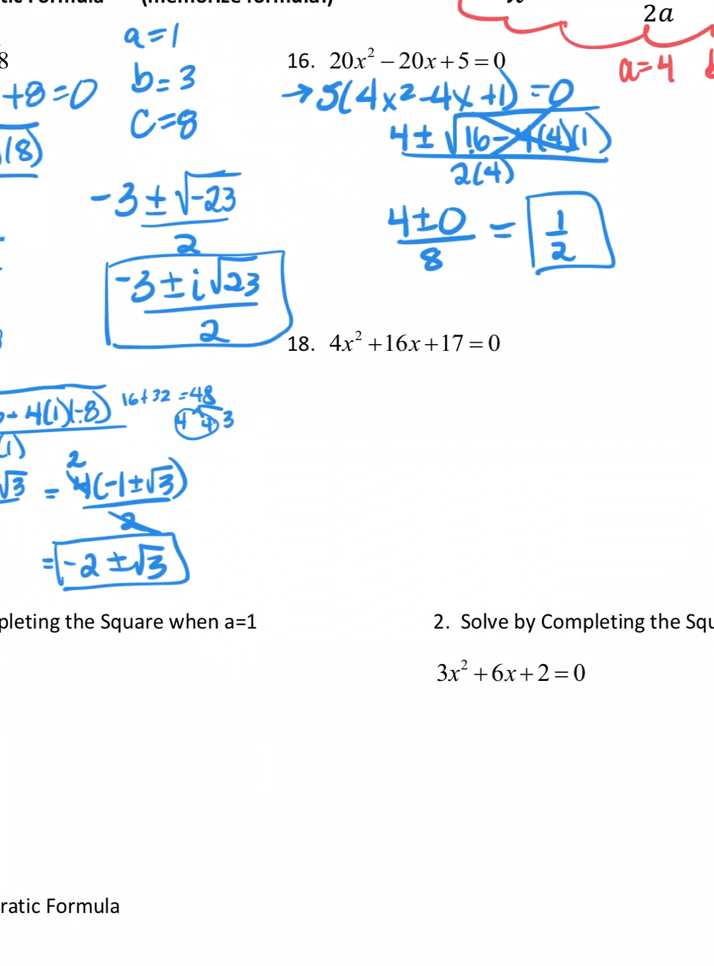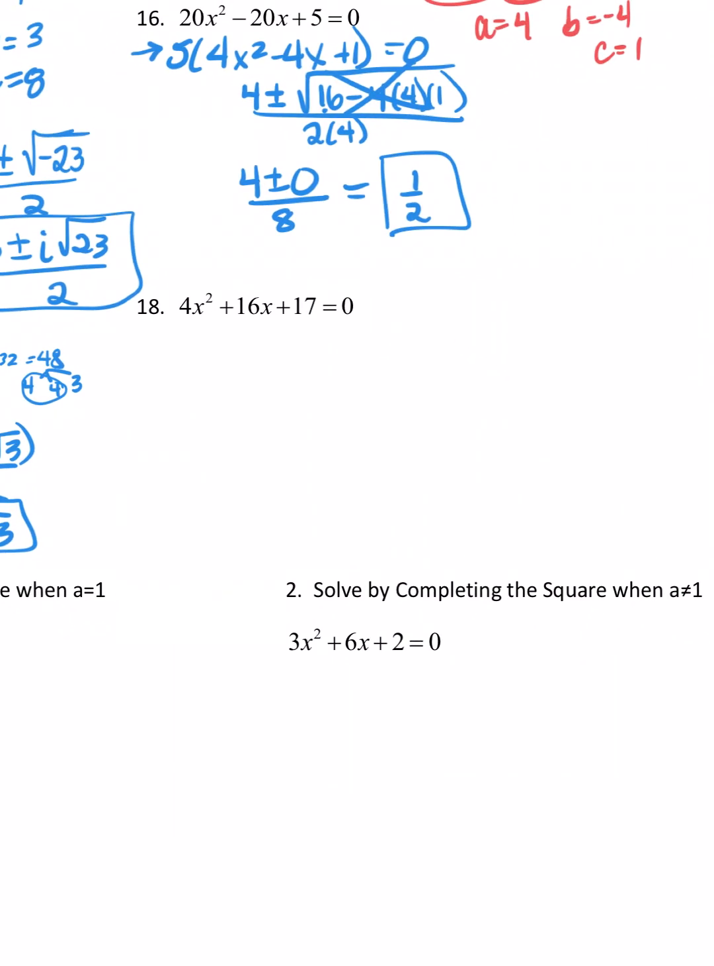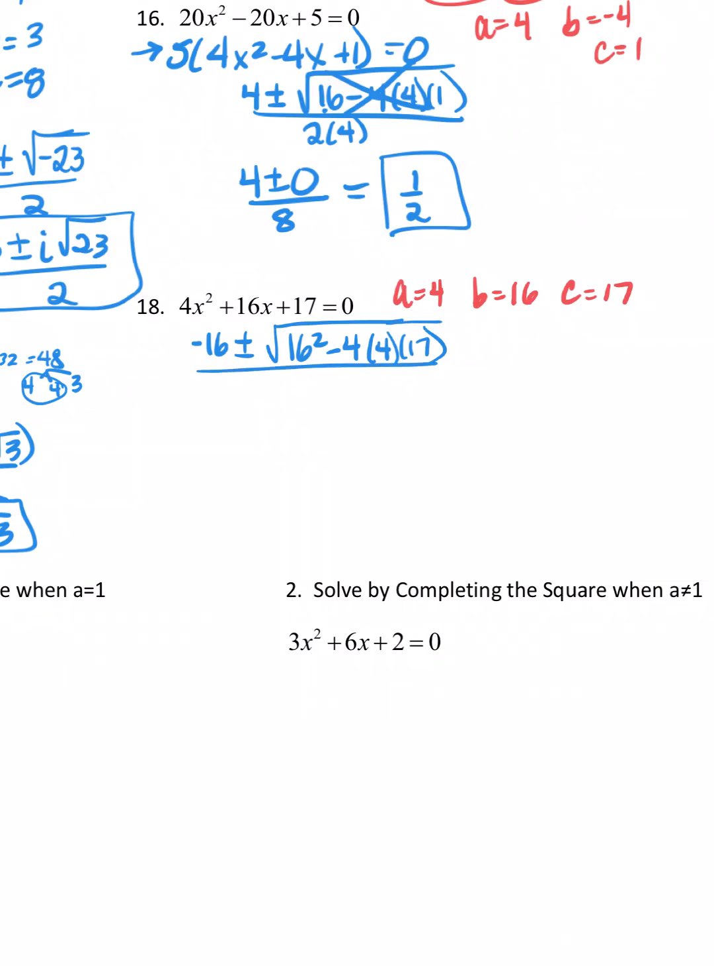All right, one more. Look at these big numbers. Thankfully, everything's on the same side of the equal sign, and x squared's positive, so we're good to go. a is 4, b is 16, c is 17. So let's plug these guys in. -b plus or minus the square root of b squared minus 4 times a times c, all of it over 2a. All right, so we've got some big numbers here.